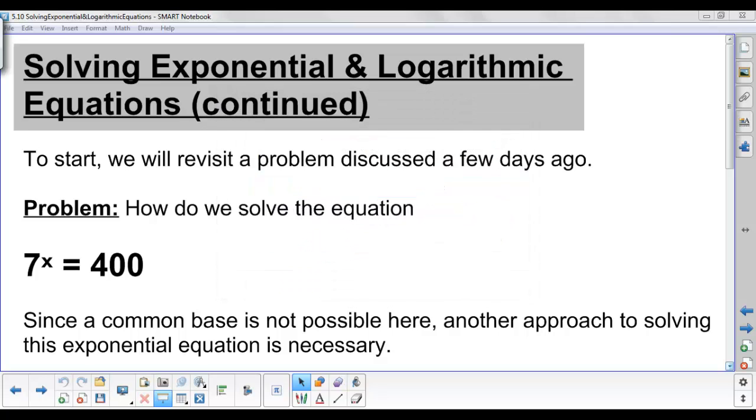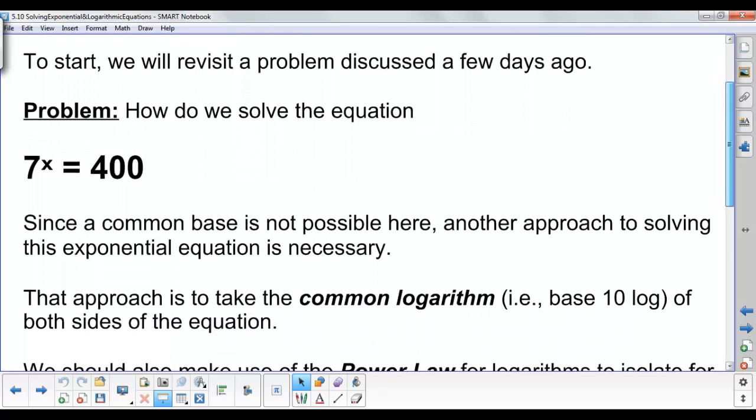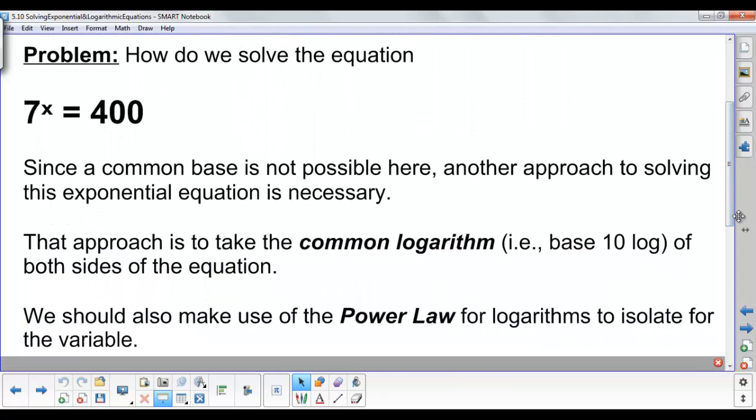One thing we need to be aware of is there's no integer value of x that if I raise 7 to that power I get 400. So we would be anticipating likely a decimal answer in this case. Now because there's no common base possible, a different approach would need to be used. What we would have determined before is that taking the common logarithm, so the base 10 log, would make sense to use here, although the natural logarithm would also work. Either or would be a good choice.